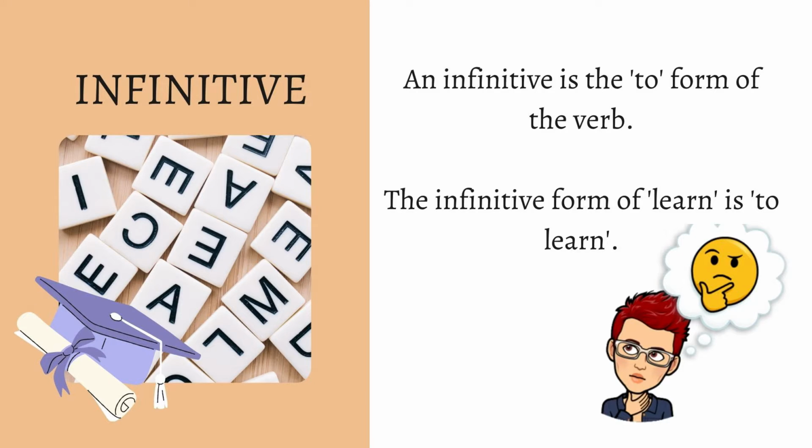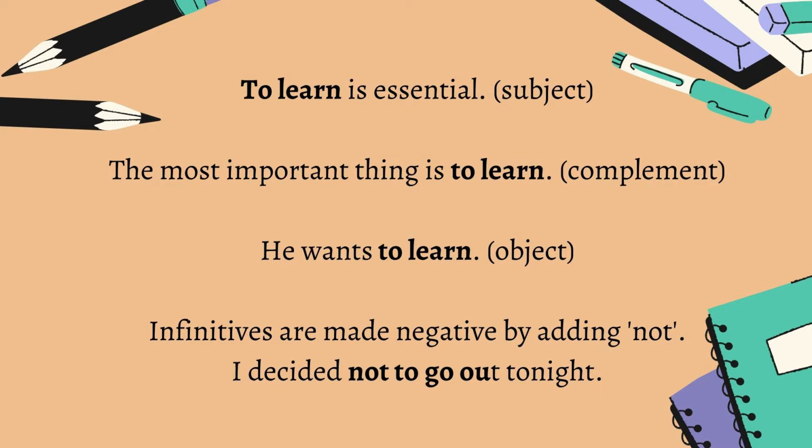Now let's take a look at the infinitive. An infinitive is the to form of the verb. The infinitive form of learn is to learn. The infinitive can be used as subject, complement, or the object of a sentence. To learn is essential. The most important thing is to learn. He wants to learn. Infinitives are made negative by adding not. I decided not to go out tonight.